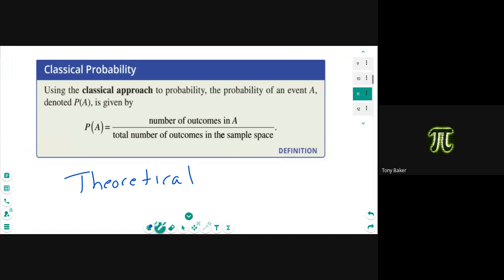It'd be 1 out of 4. How many suits? 4 suits, and I only wanted 1. Okay, so it's 1/4. 13 over 52 also gives you 1/4 if you reduce it.